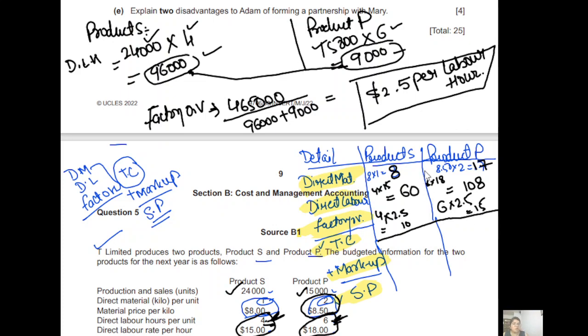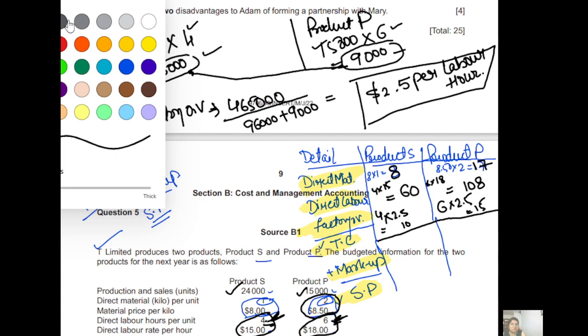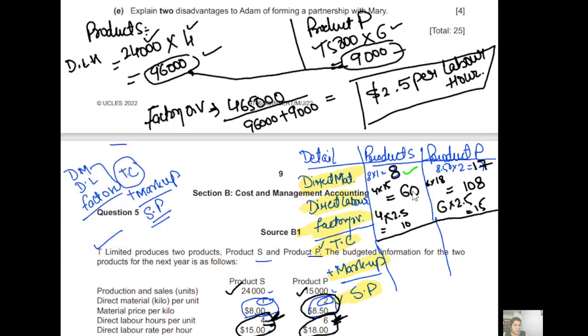Simple. Now you have to add all your costs. So what are all your costs? We are going to find it out: 8, then 60, then 10. Here we find my total cost, which is 78. In the same way, 17, 108 and 15, my total cost is 140.